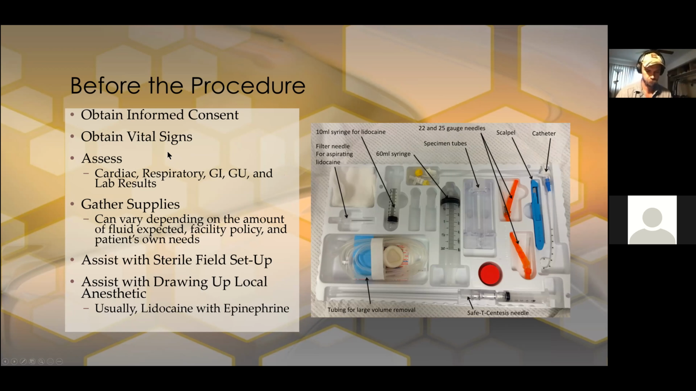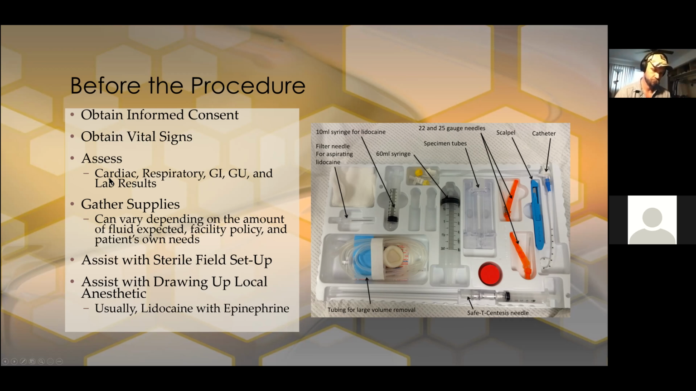We're going to get some vital signs because there can be a risk of fluid shift if we have to take out a lot of this fluid, and we want to keep an eye on blood pressure and heart rate especially. We're also going to be assessing cardiac, respiratory, GI, GU, and lab results just to figure out how things are going.